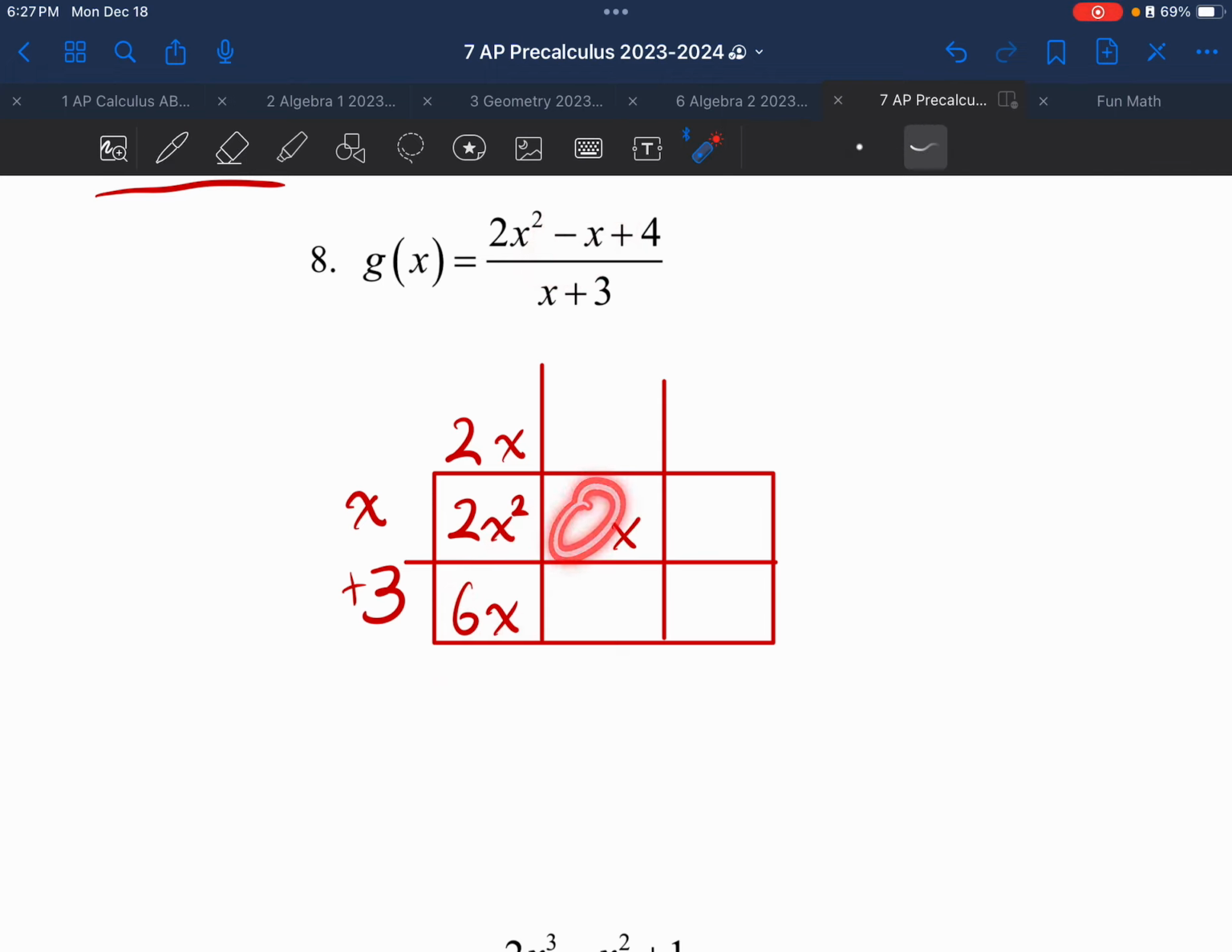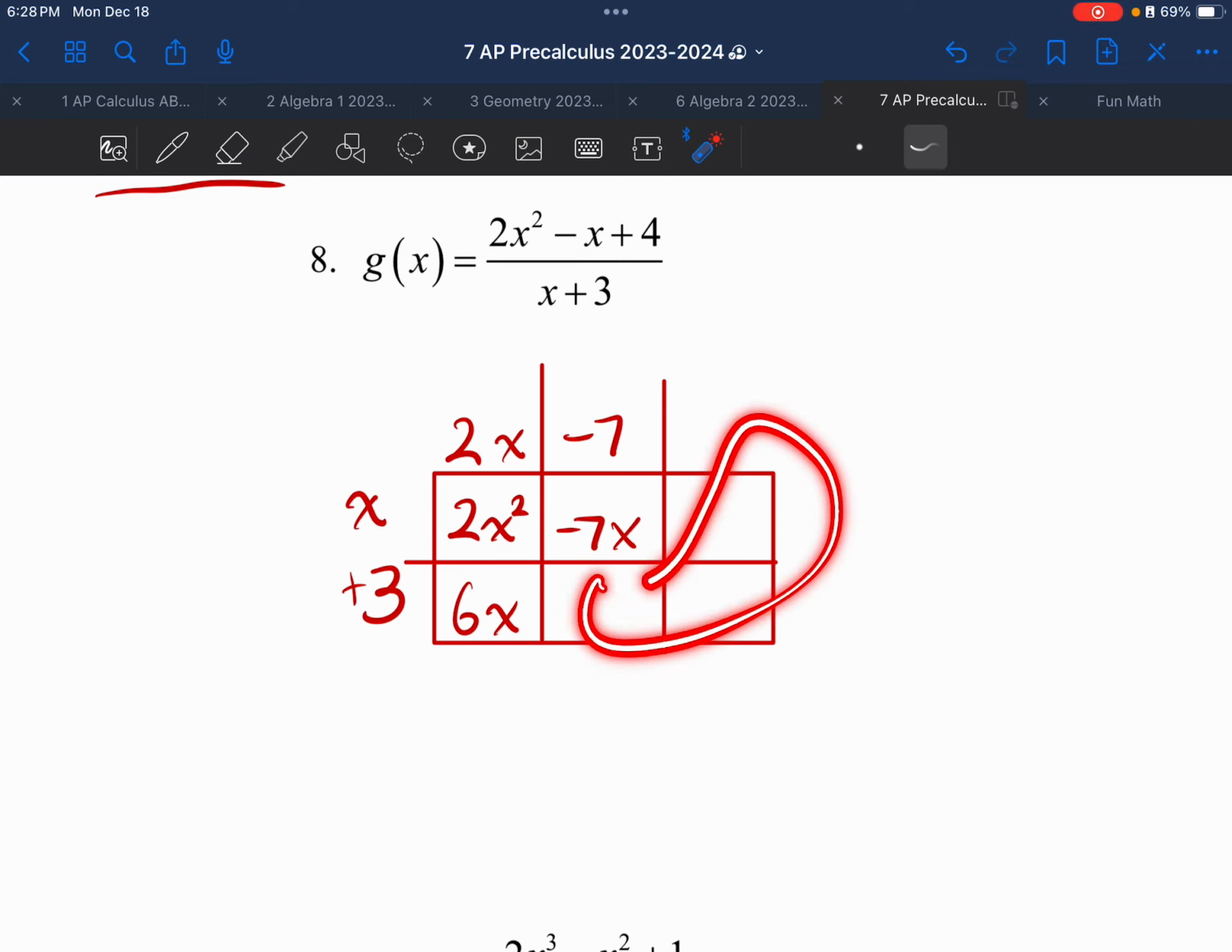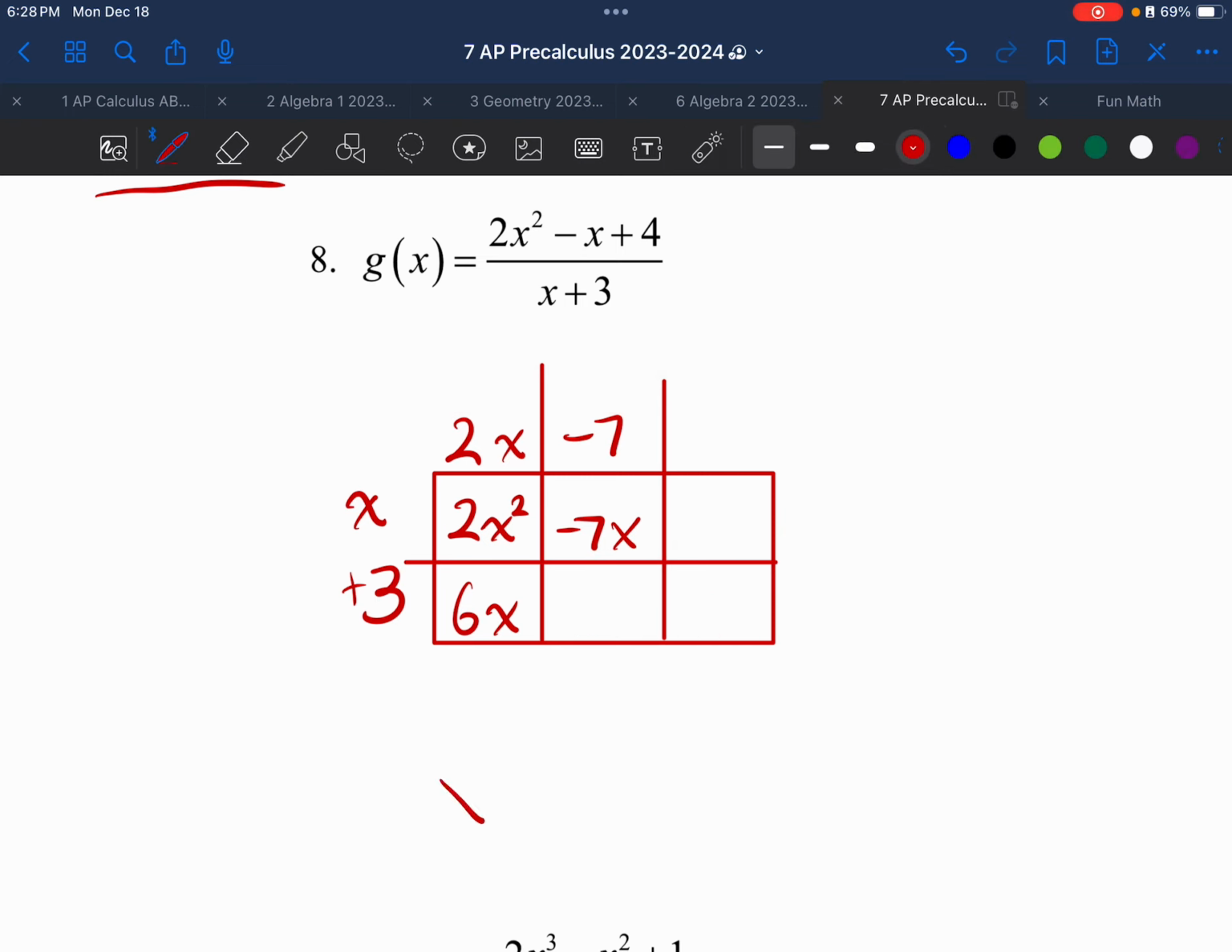So what number plus 6 adds up to a negative 1? And the answer is negative 7. If that number is negative 7, then I'm going to ask myself, what number times x is negative 7x? And the answer here is negative 7. And I could keep going with this and try to find remainders, but again, I only really care about that. So I'm going to go ahead and stop this prematurely and say our answer is going to be y is equal to 2x minus 7.